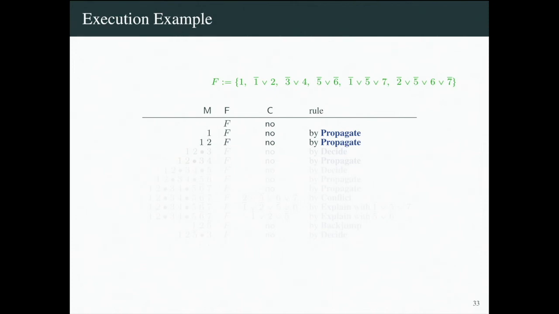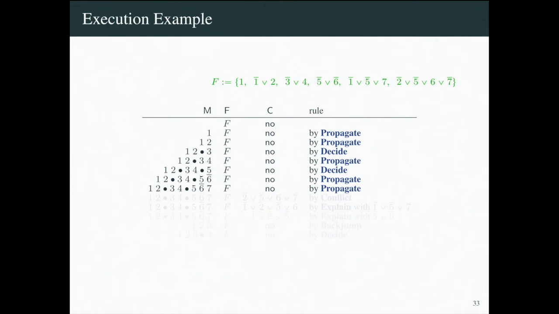Now we can look at the second clause. We can also propagate 2, right? So now we have 1 and 2 are true. Now we can't propagate anything else. We have to make a decision. So let's just choose 3 to be true, okay? If we choose 3 to be true, we can propagate 4. We have to make another decision. Let's choose 5. We can propagate not 6.